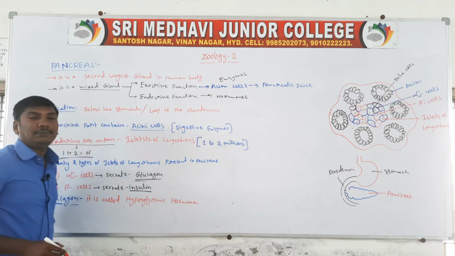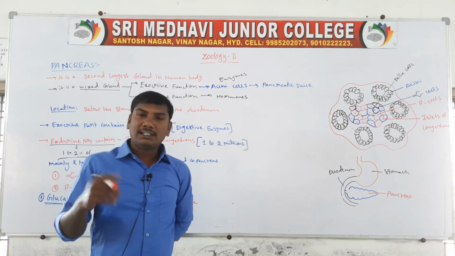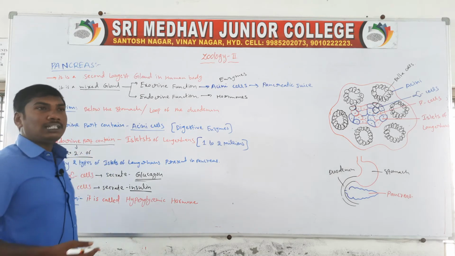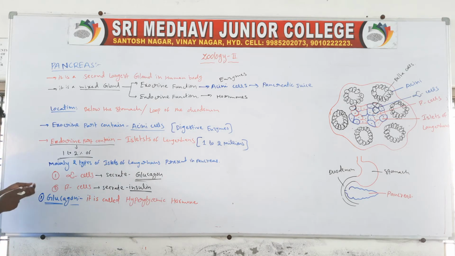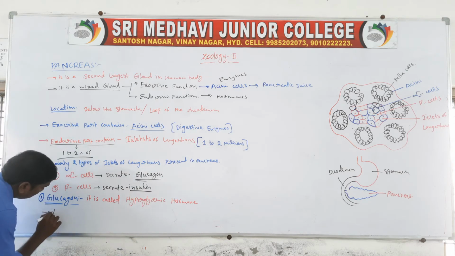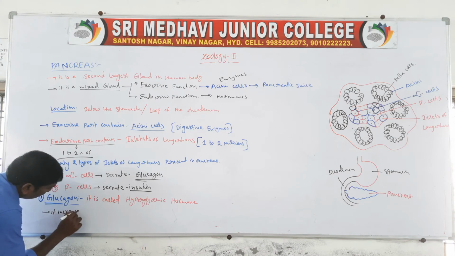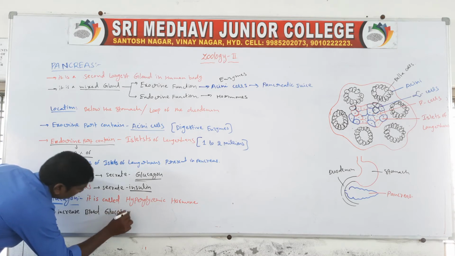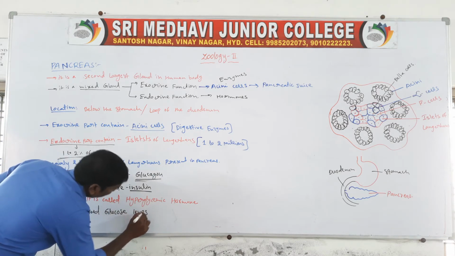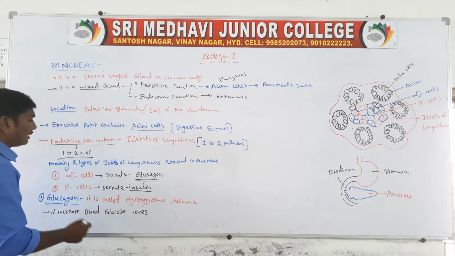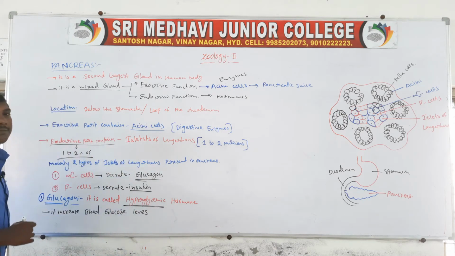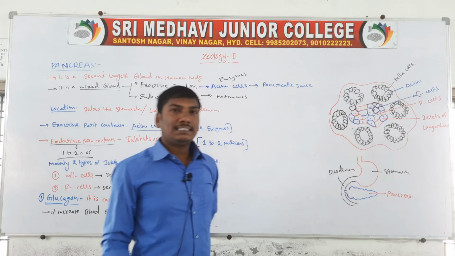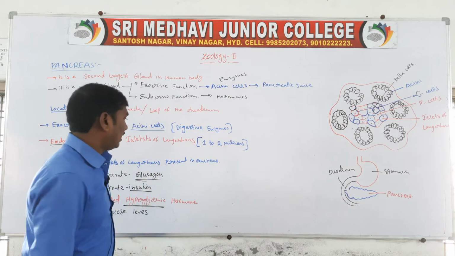The glucagon is called a hyperglycemic hormone because it increases the glucose levels of the blood. Hyper means more, so it increases the blood glucose level. That is why it is called the hyperglycemic hormone. Next one.